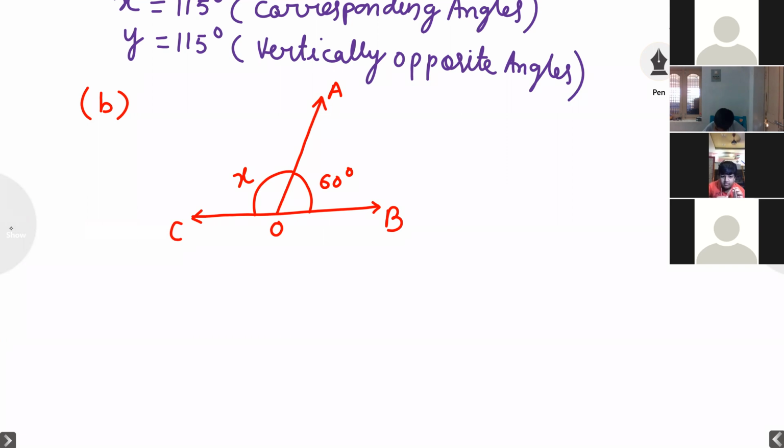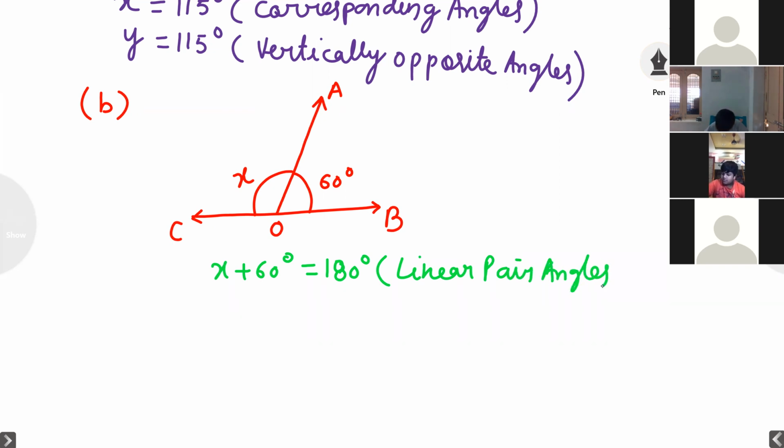Right, very good. Harsha is giving all the answers. Yeah, x angle and 60 degree both are forming 180 degree. That is called linear pair angle. If one angle is adjacent to another angle, that is called linear pair angle. 60 degree is adjacent to x, means 60 degrees is beside the x. That's why both are forming linear pair angle. I will write here x plus 60 degree is equal to 180 degree. Why? Linear pair angles.